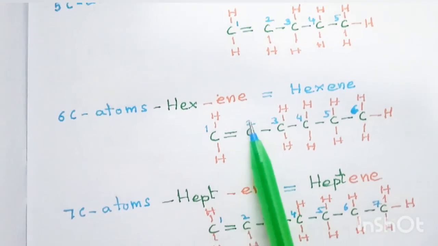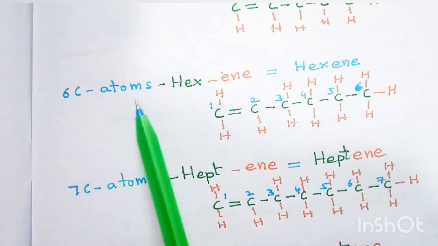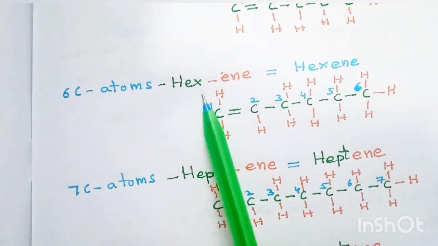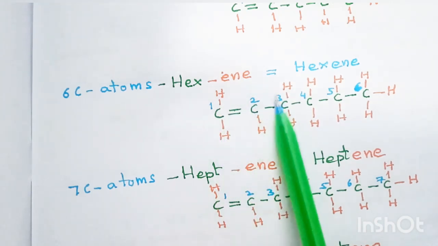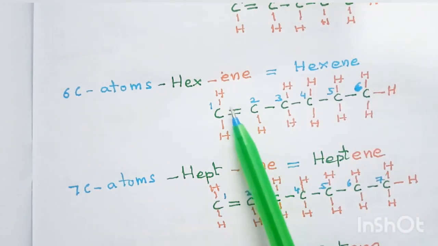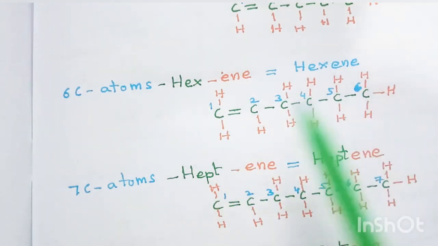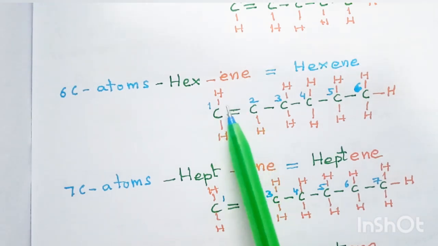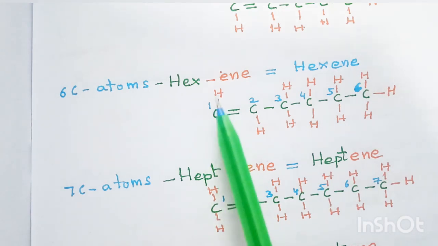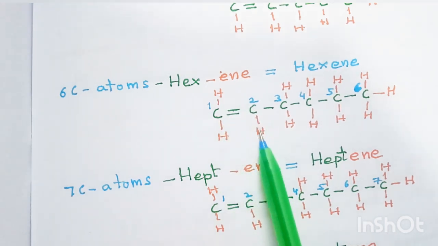The next member of the open chain alkenes is the alkene with 6 carbon atoms. It is called hexene. Hex stands for 6. Ene stands for double bond. So it has 6 carbon atoms: 1, 2, 3, 4, 5, 6. So the first carbon and second carbon have a double bond. As usual, each carbon atom needs 4 bonds to become stable. So the first carbon needs 2 more bonds. So it gets attached to 2 hydrogen atoms. Second carbon needs 1 more bond. So it gets attached to 1 more hydrogen atom.